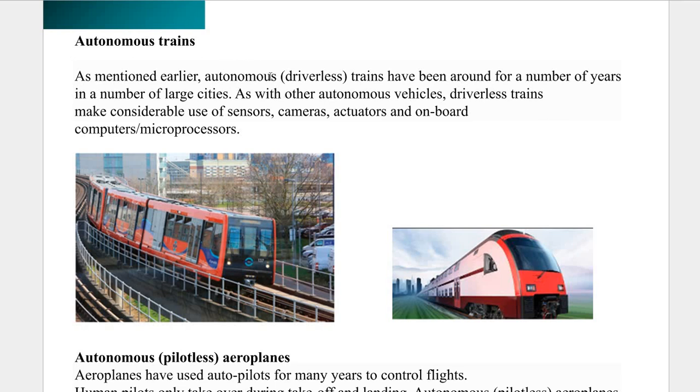By the help of autonomous systems, meaning driverless systems, we don't need the driver, so we use again sensors, cameras, actuators, and onboard microprocessors. By onboard we mean that it's inside the train, and it's the same as the cars. The autonomous or driverless system works similar to the cars.